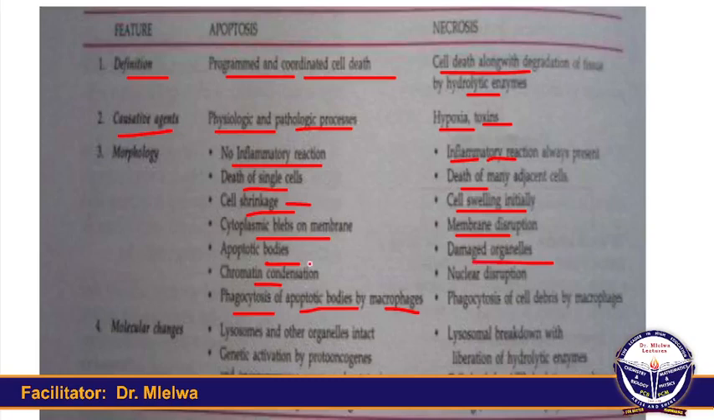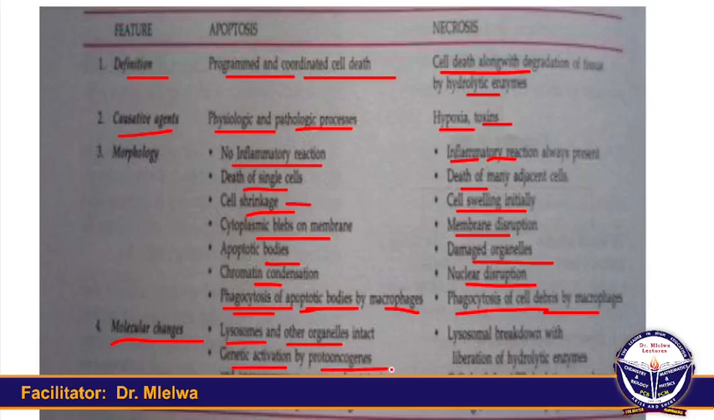Damaged organelles, lakini huku kuna apoptotic bodies, damaged organelle, nuclear disruption, huku ni chromatin condensation, hizi zinacondense tu. Then phagocytosis of cell debris by macrophages, lakini huku phagocytosis of apoptotic bodies by macrophage, huku ni phagocytosis of cell debris baada ya cell kuwa digested, cell imekufa kwa necrosis. Molecular changes, tuna lysosomes and other organelle intact, yani haziwi affected.